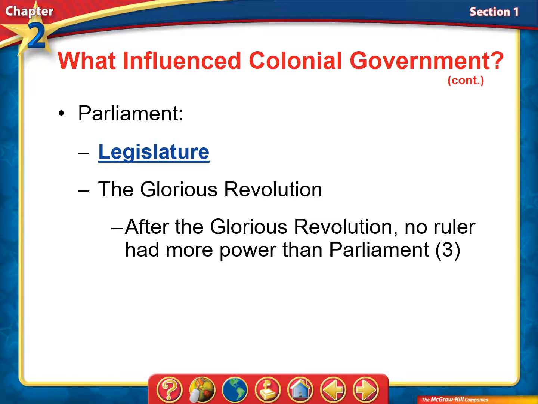Now this is big. It's a huge change. And that's why we call it a revolution. Revolution just means big change. And the big change here is that no ruler had more power than Parliament. Also along with this is the English Bill of Rights. The first 10 amendments in our Constitution are called the Bill of Rights. And those are the rights and protections that you have from the government.